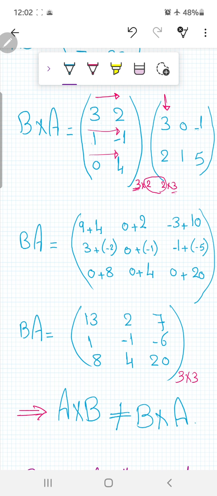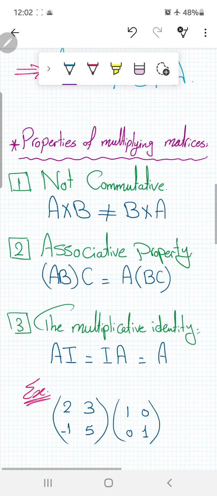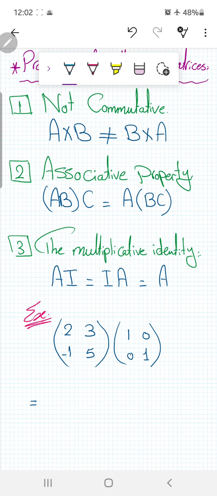We have some properties, the properties of multiplying matrices. First, as we said, not commutative. If we have two matrices, A times B is not equal to B times A. Number 2, associative property. If we have three matrices A, B, C, then (AB) times C equals A times (BC).